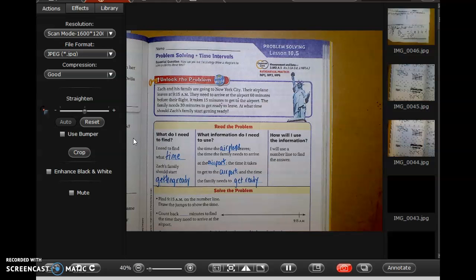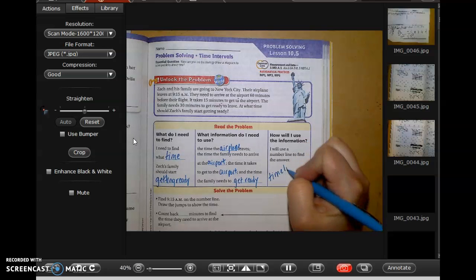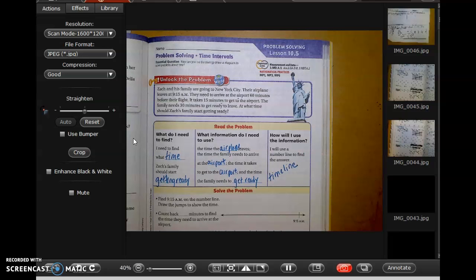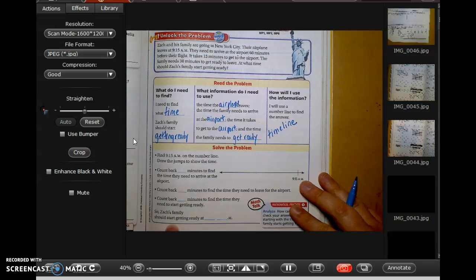Okay, how will I use this information? What will I do with it? Okay? We know we can use timelines to solve time problems. That's probably going to be a good place to start. So we're just going to write timeline here. Okay, now we're actually going to solve the problem. We're going to dive in and look at solving it.